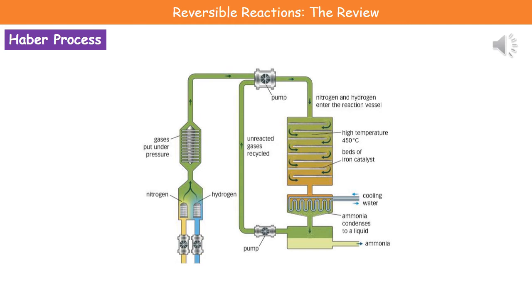As it then comes out of the bottom of our reaction vessel there, it's pumped around some coolant. Okay, so we're using water to cool it down, and that means that the ammonia will condense to a liquid. So the ammonia then collects at the bottom where we can just pump it off as a liquid, and any of the unreacted nitrogen and hydrogen head back through the system and into the reaction vessel once more to minimize the waste.